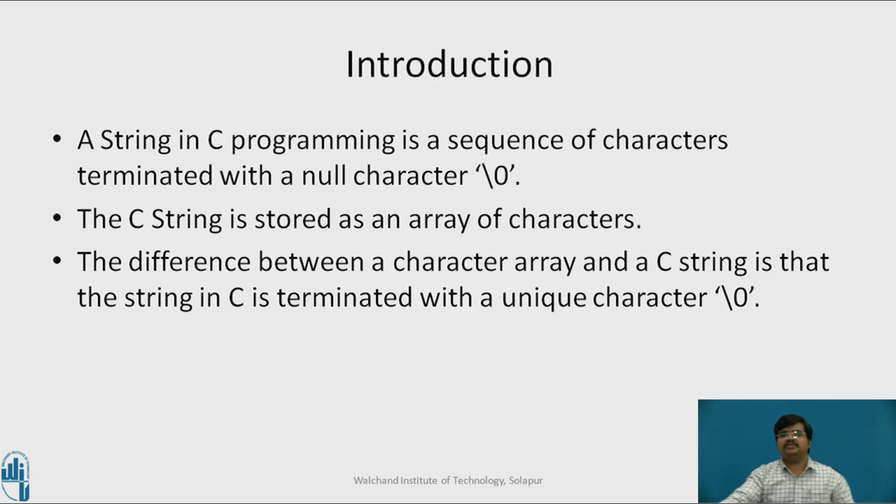So what is the difference between a character array and a C string is that the string in C is terminated with a unique character. In a character array, there cannot be a backslash 0 like a null character, but in a string it always ends with a null character.